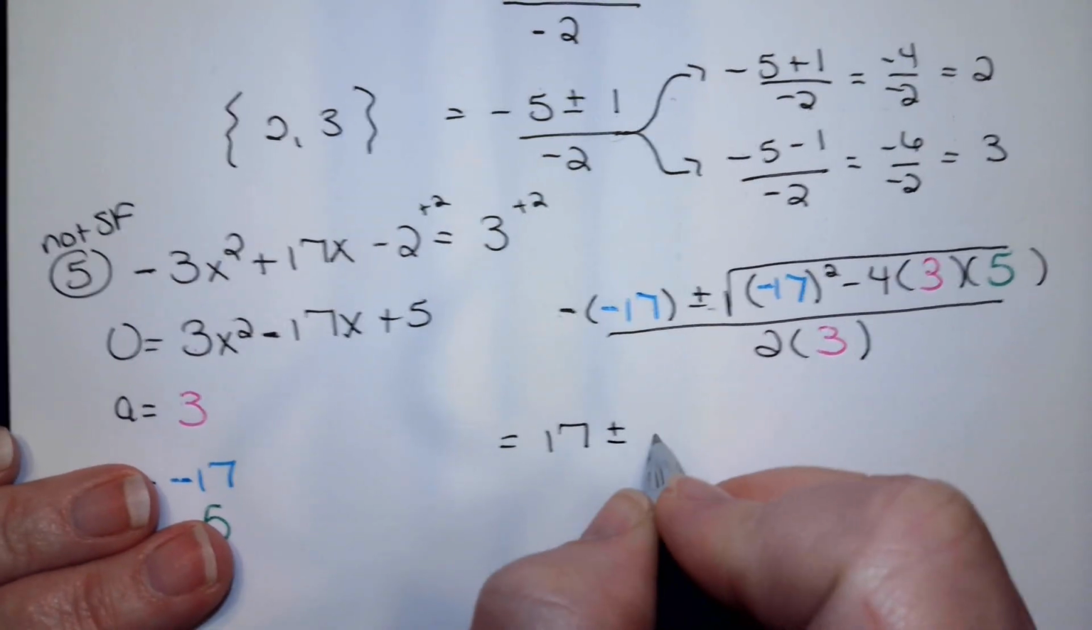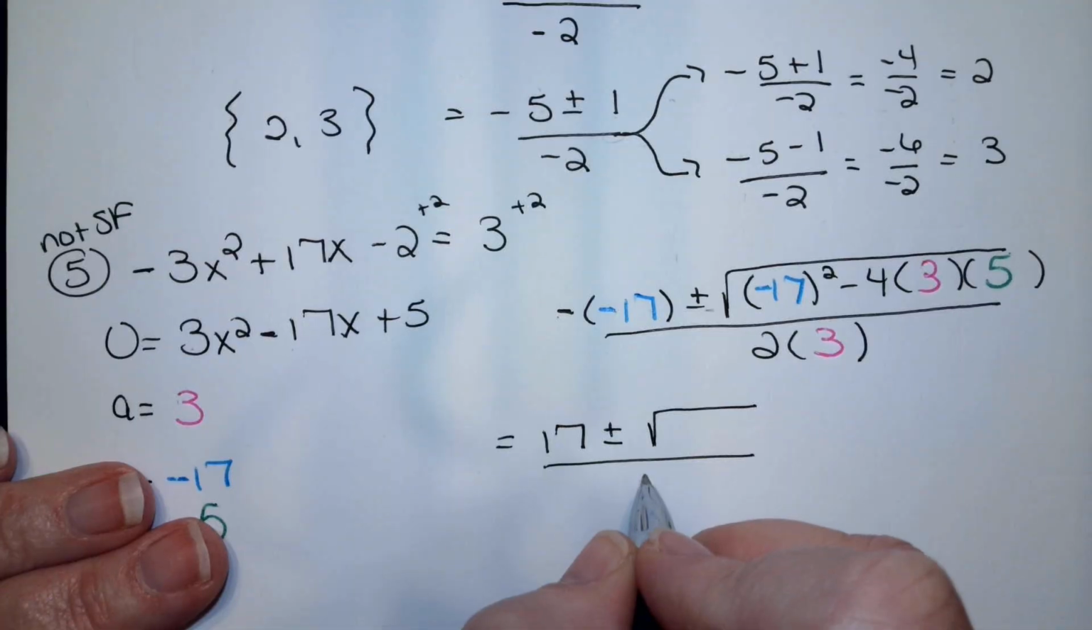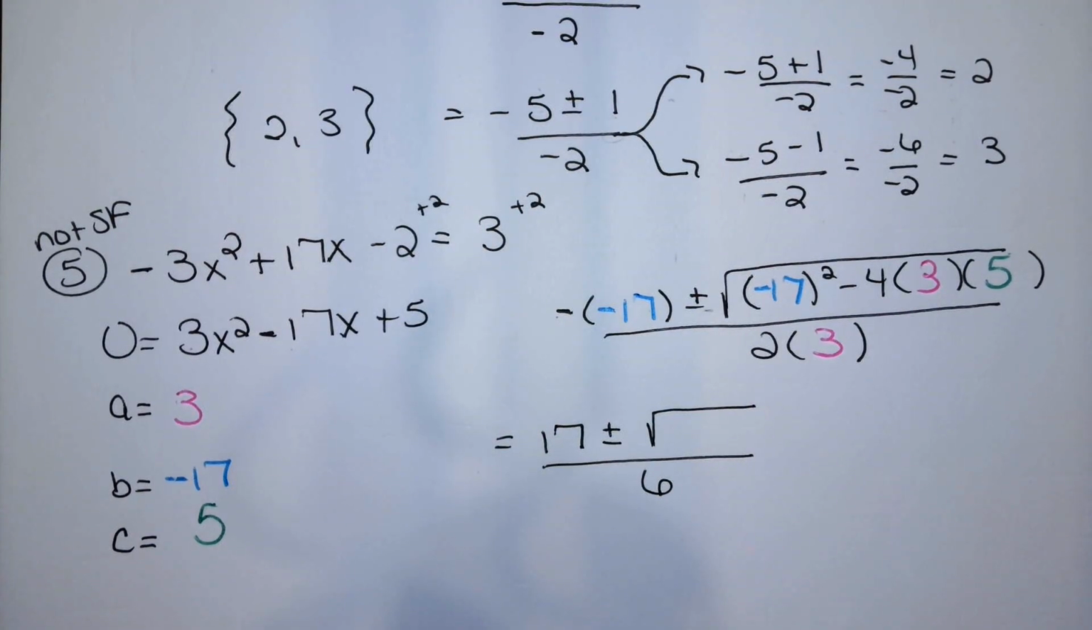Then we've got plus or minus. All right, we'll get the discriminant in a minute. 2 times 3 is 6. All right, so let's figure out what our discriminant is going to be.